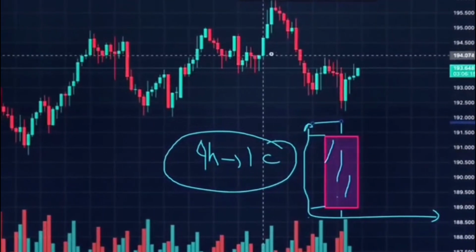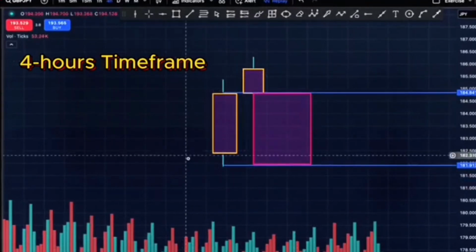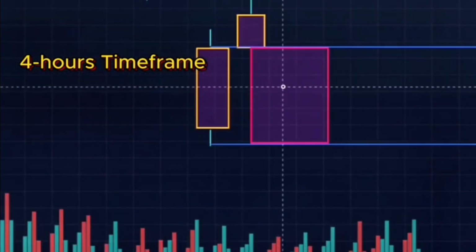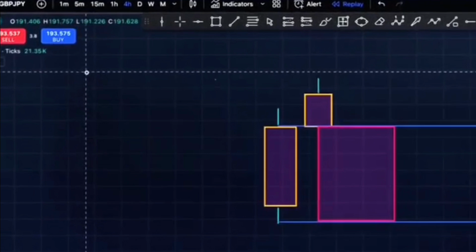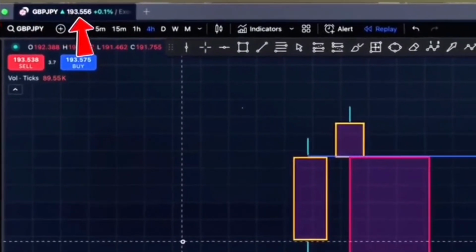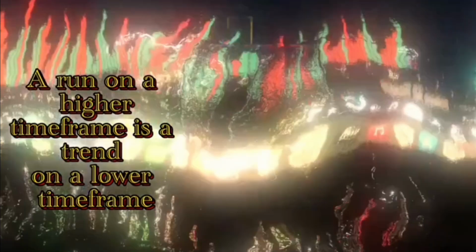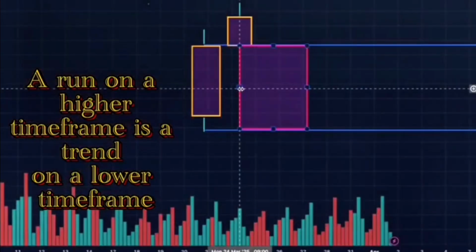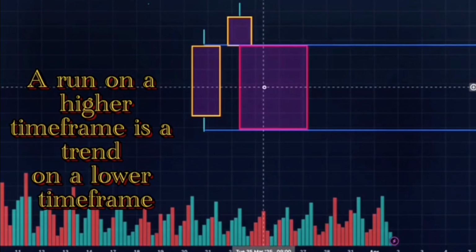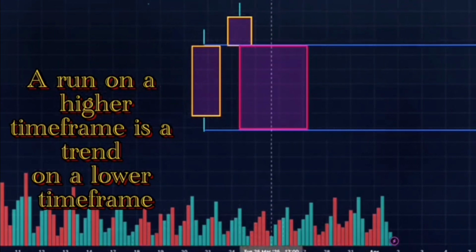We can do whatever we want with this, because the 4-hour gives us the context, and the 5-minute will provide us the precision for our entry. And remember this: a run in a higher time frame is a trend in a lower time frame, and that's what we are showing here.